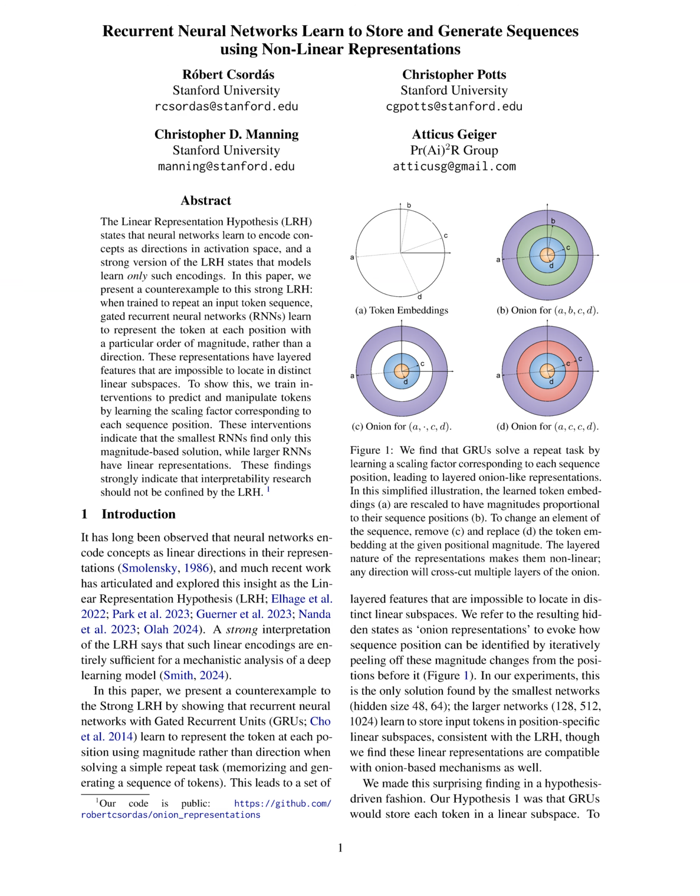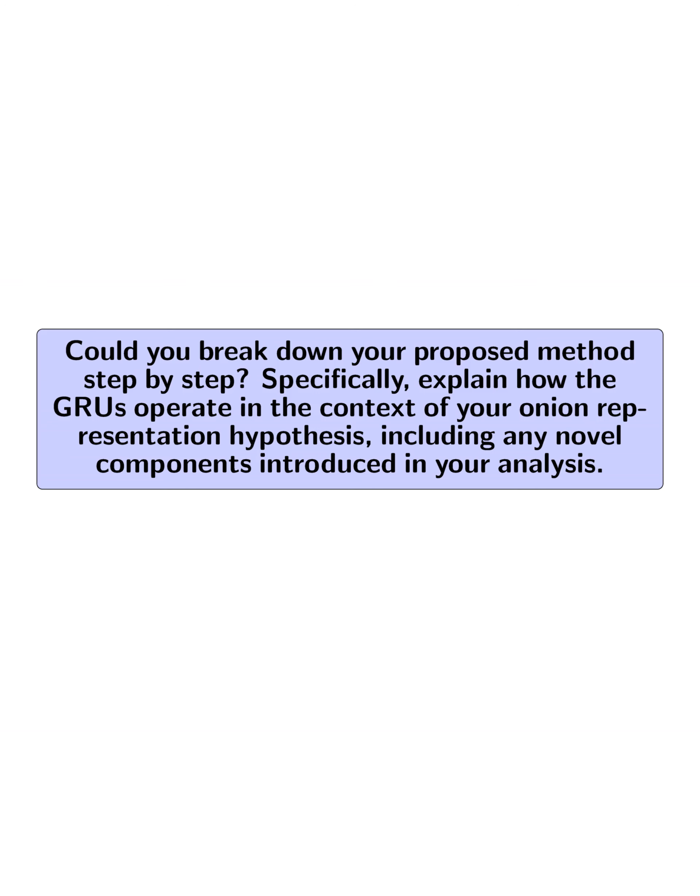By exposing these nonlinear representations, we encourage further exploration of diverse encoding mechanisms in neural networks, which could lead to a deeper understanding of their operational principles. Could you break down your proposed method step by step? Specifically, explain how the GRUs operate in the context of your onion representation hypothesis, including any novel components introduced in your analysis.